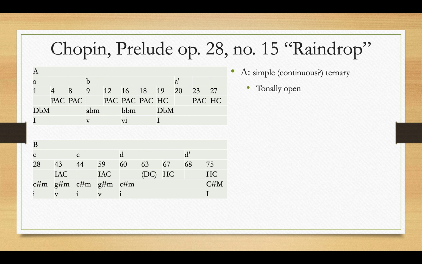So as a whole, this A section is left tonally open. It starts and ends in the same key, but the half cadence precludes any sort of arrival of tonal closure at the end of the section.